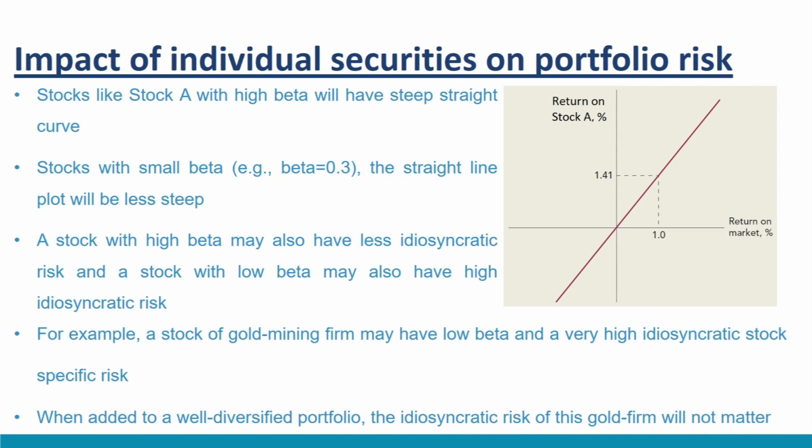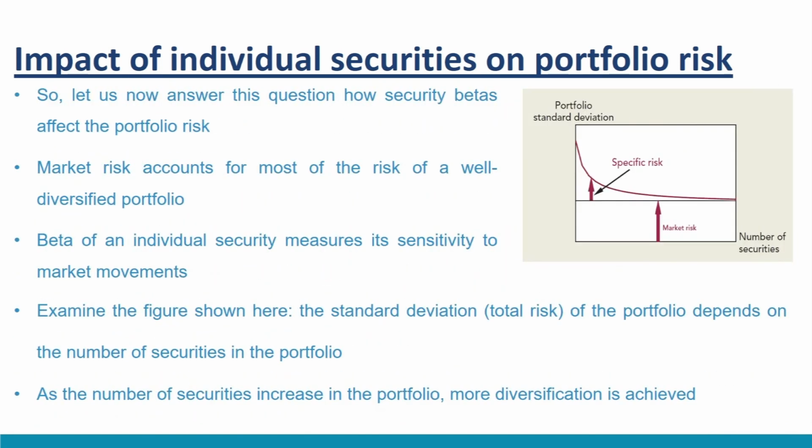So let us now answer this question: how security betas affect the portfolio risk. First, market risk accounts for most of the risk of a well-diversified portfolio. Beta of an individual security measures its sensitivity to market movements. Thus, it would be appropriate to summarize now that in the context of a portfolio, beta would be a more appropriate measure of risk. Examine the figure shown here. The standard deviation or the total risk of the portfolio depends on the number of securities in the portfolio. As the number of securities increases in the portfolio, more diversification is achieved.